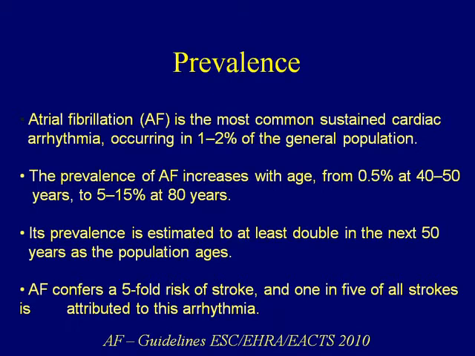The prevalence of atrial fibrillation, and that is why the attendance is so high even in this late afternoon: atrial fibrillation is the most common sustained cardiac arrhythmia, occurring in 1 to 2% of the general population. The prevalence increases, as you certainly know, from 0.5% in younger age to about 15% at age 80. Later than the age of 85, the recent onset of atrial fibrillation interestingly becomes less common.